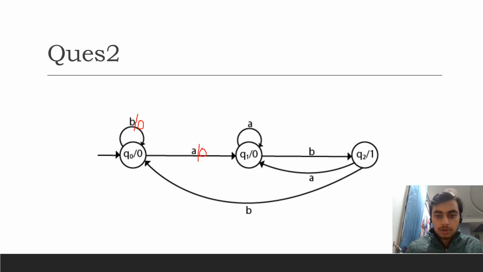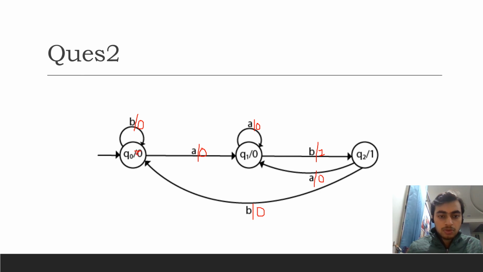Now let us see the Q1 state. When Q1 takes input string as A, the output is 0. When Q1 is given the input string as B, the output is 1, and it goes to the Q2 state. Now when Q2 takes A as input string, it gives us 0 as the output. When Q2 takes B as input string, it gives us 0 as output.